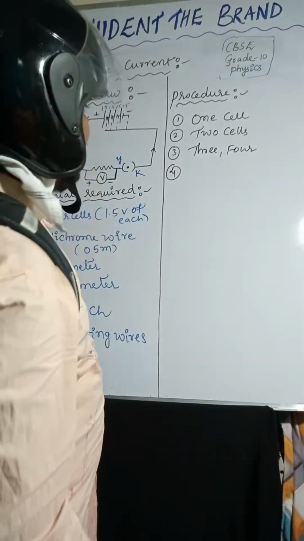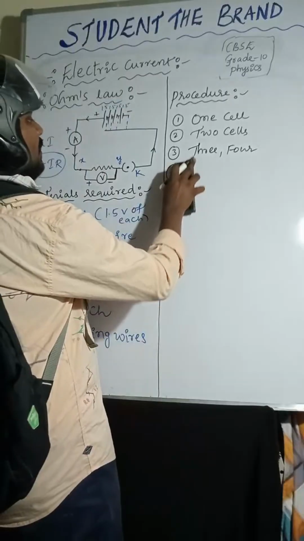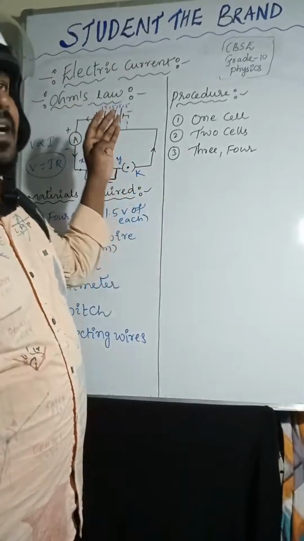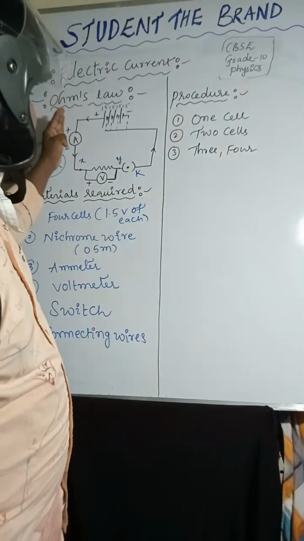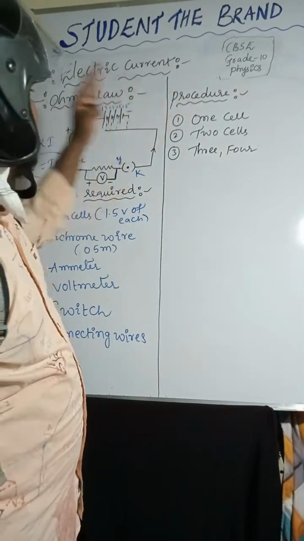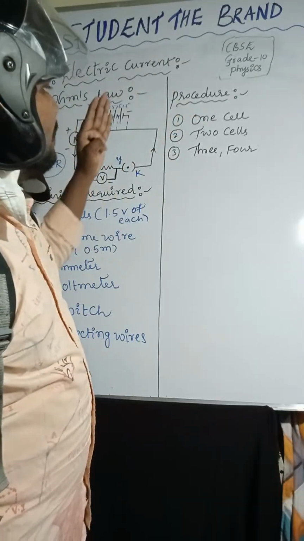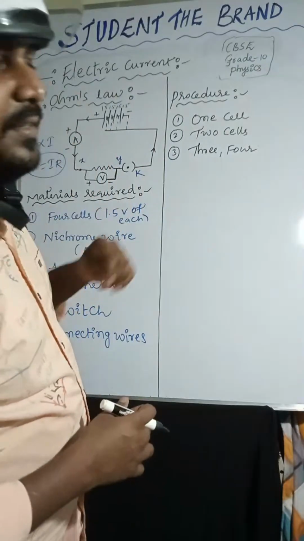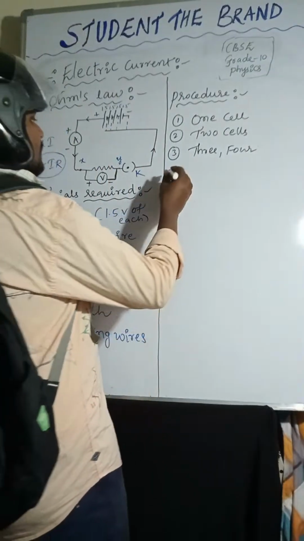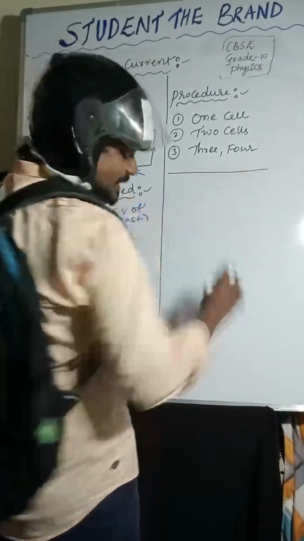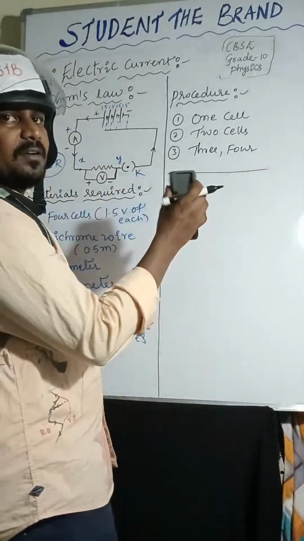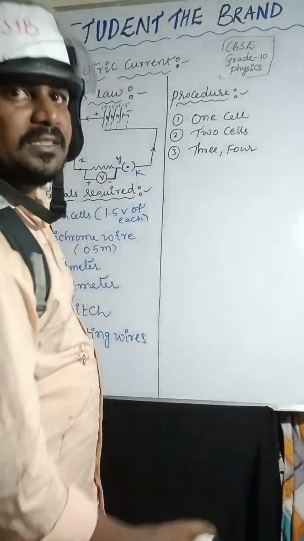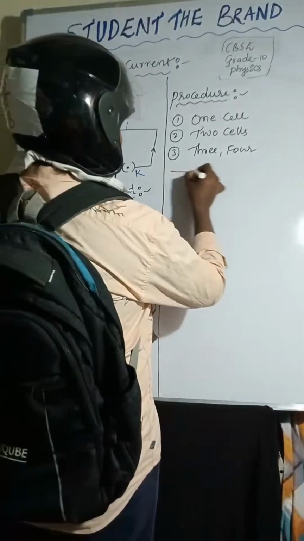And mention the values in the tabular form given below. I will draw the tabular form once again. Connect one cell and note down the readings, connect two cells and note down the readings, and repeat the process for 3 and 4. I am drawing the tabular form now, you can check it here.